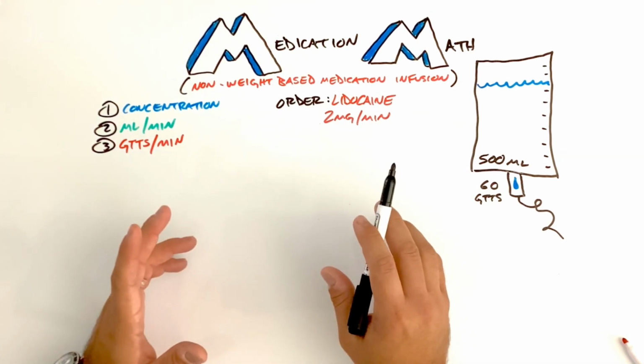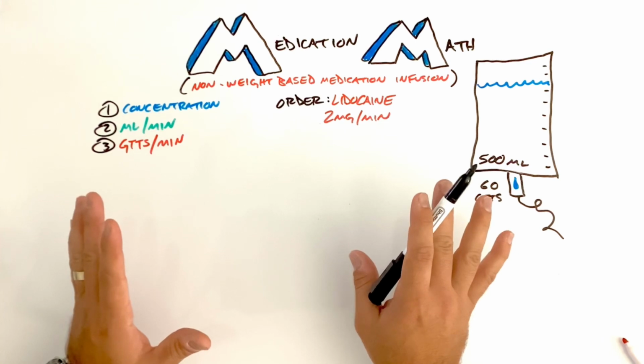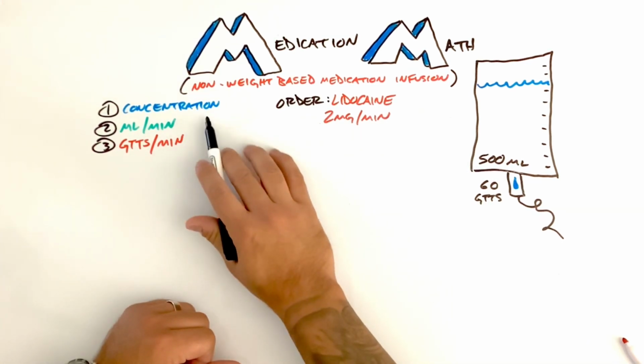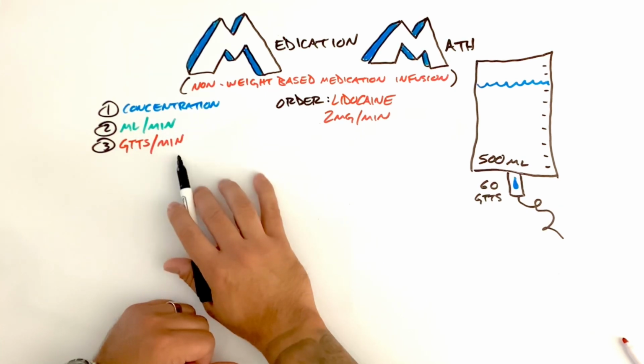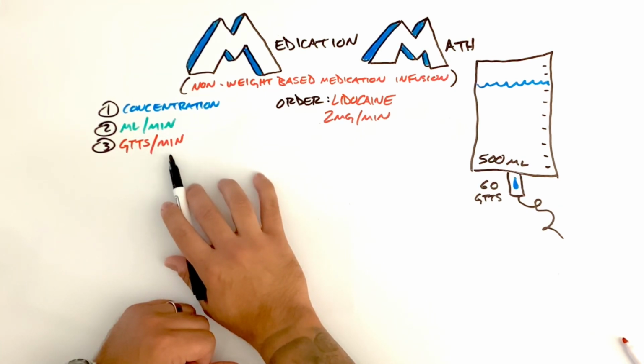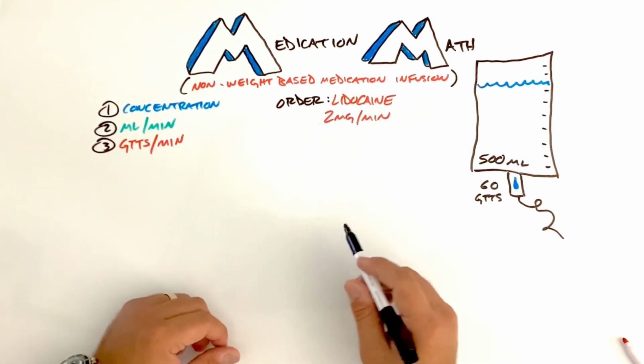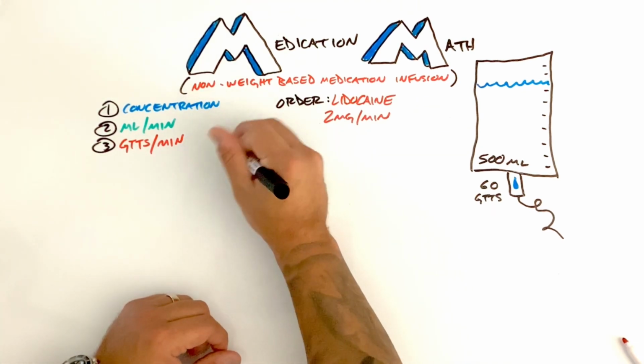So this is actually pretty easy. We're taking kilograms out of it because it's non-weight based. All we have to do is get our concentration, find our mLs per minute, and then use that formula to find our drops per minute, and we're good to go. So let's start with number 1.